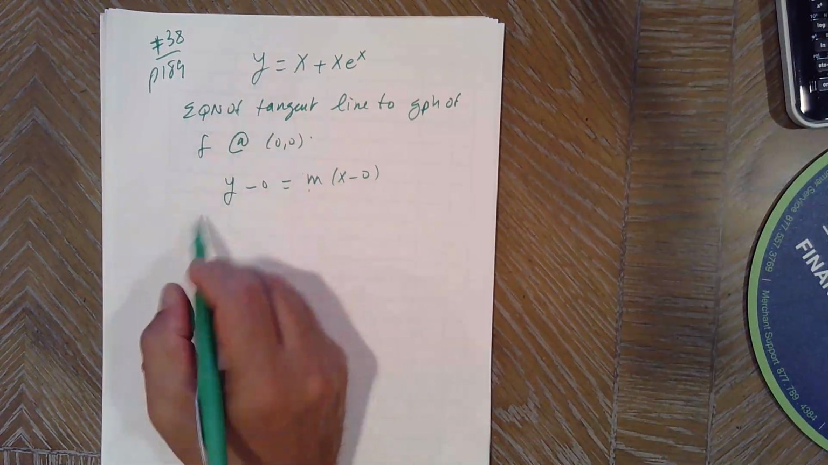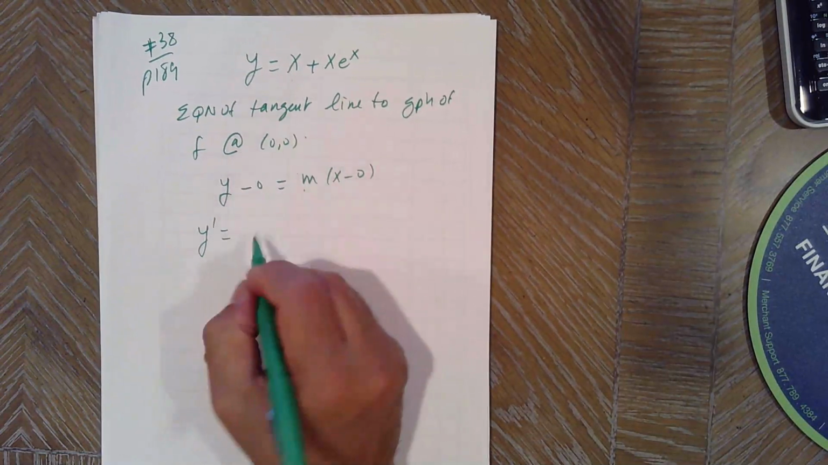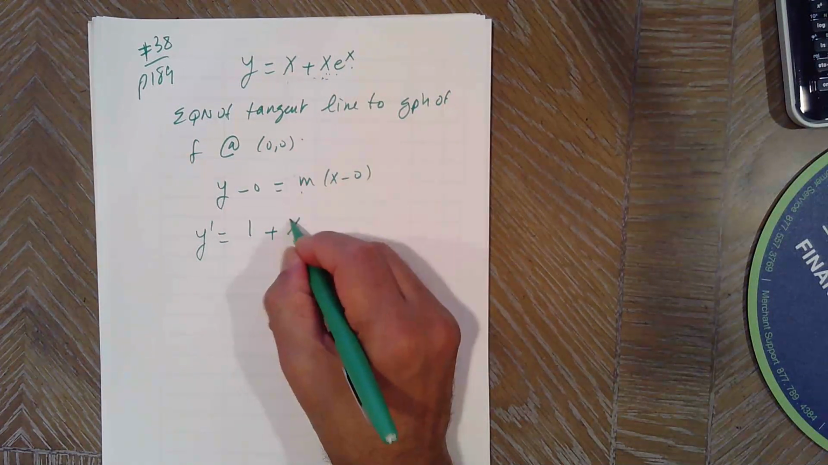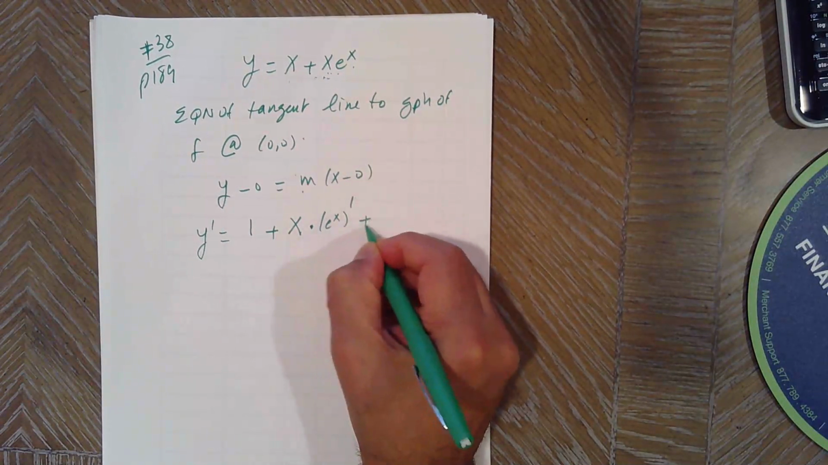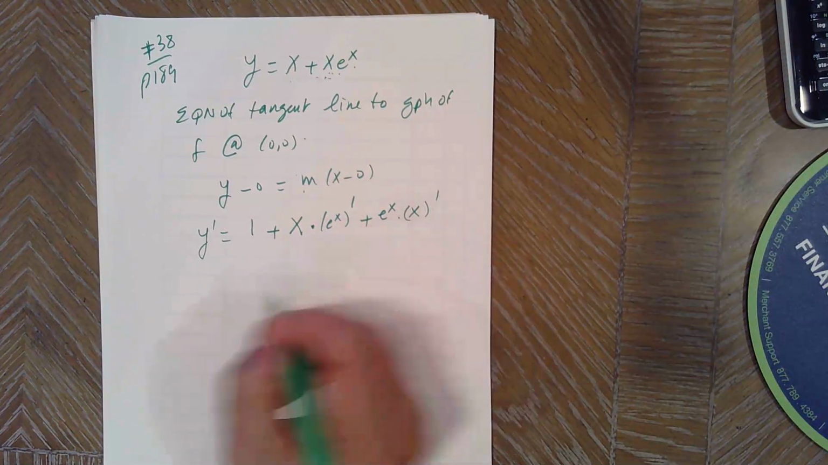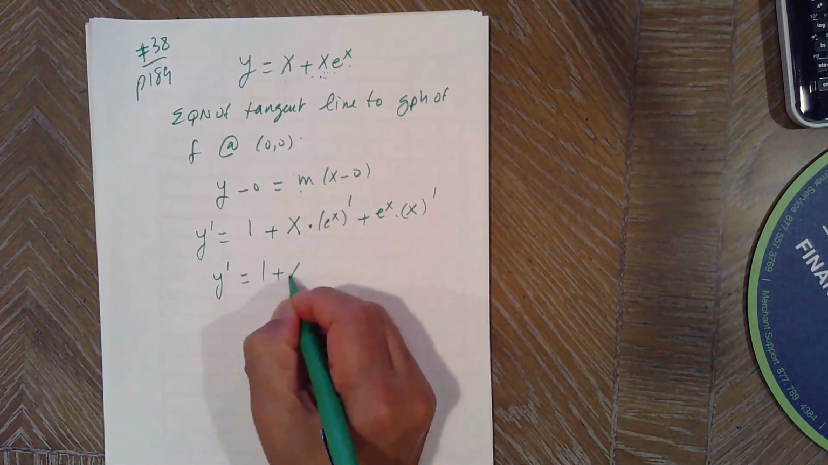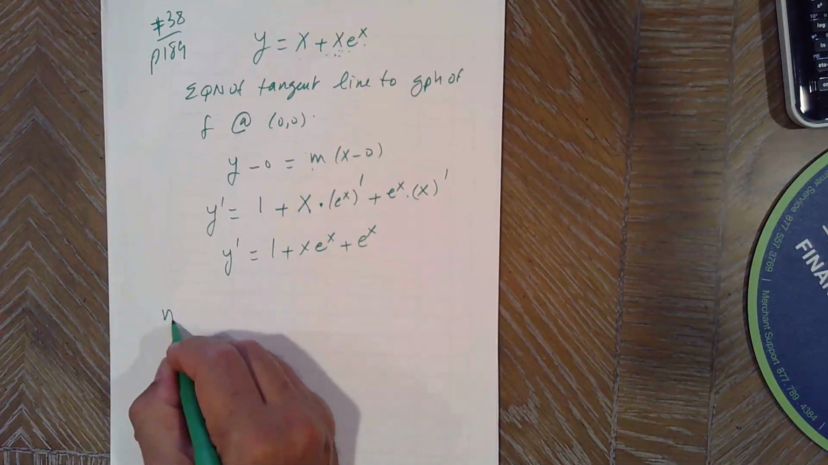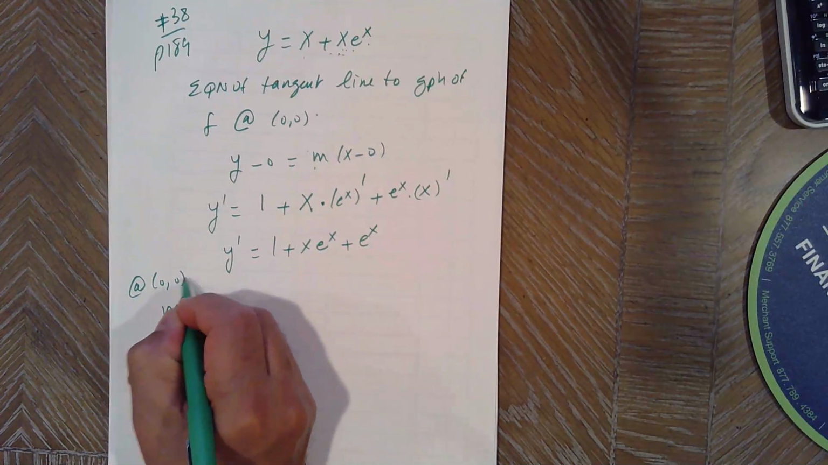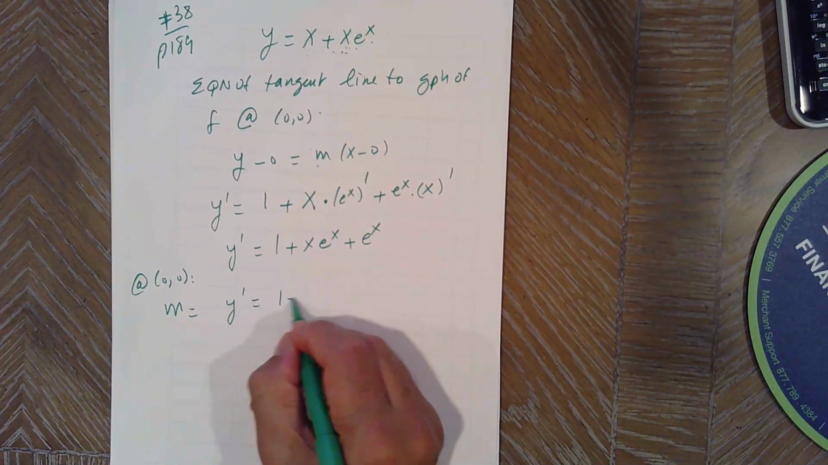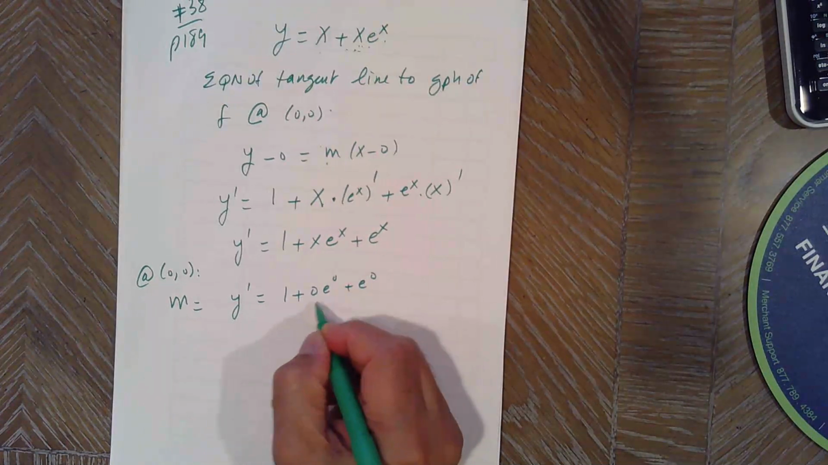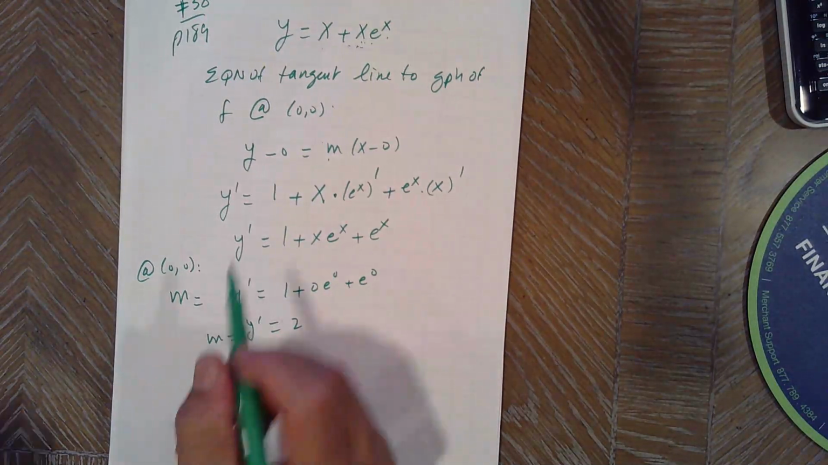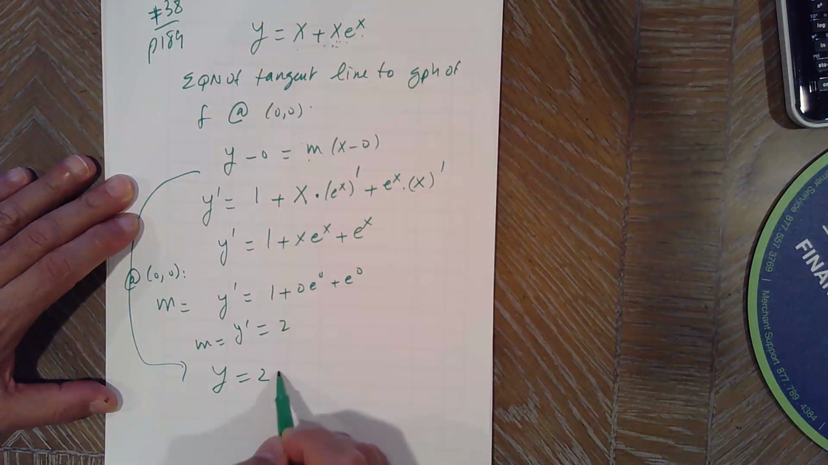To find m we need the derivative, the slope of the tangent line. Derivative of x is 1. This is the product rule, x is a function of x, e to the x is a function of x, so fix x, e to the x prime, plus fix e to the x, x prime. So it would be 1 plus x e to the x plus e to the x. We're doing this at 0, 0, which gives the slope at that point. 1 plus 0 e to the 0 plus e to the 0, so 1 plus 1 is 2, and that's the slope. So we put that in here, we get y equals 2x.